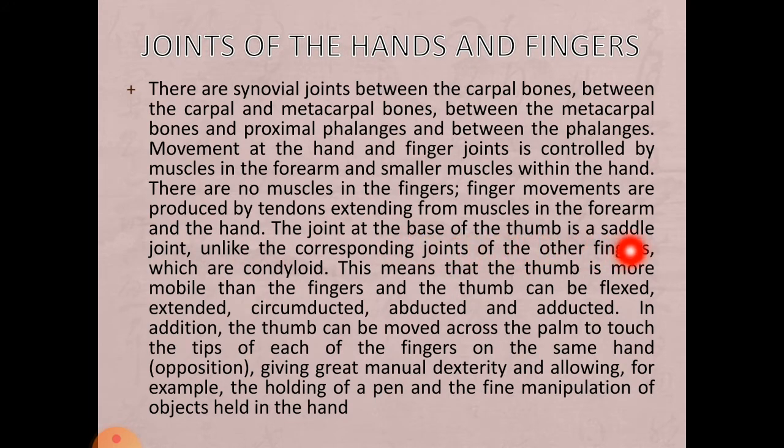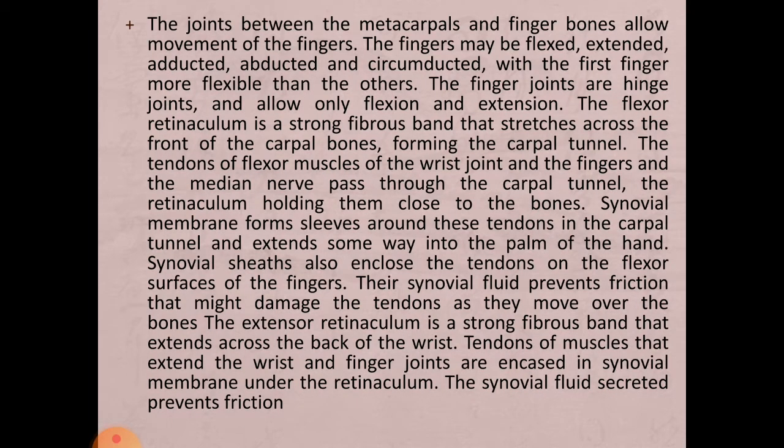The joint at the base of the thumb is a saddle joint, which is very important because it allows various movements at the thumb, and you can move your thumb in a different axis, and this joint will allow you to hold a pen or a cup, and also the fine manipulation of the objects held in the hand. The joints between the metacarpals and the finger bones allow movement of the fingers.